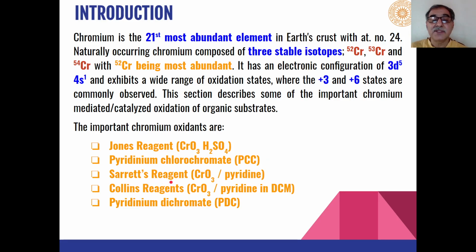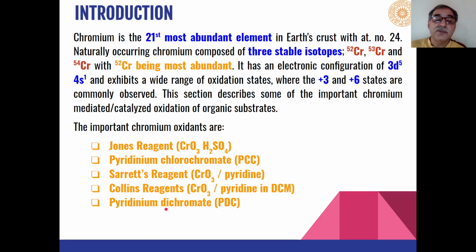Then there is Sarett's reagent. When chromic anhydride is reacted in the presence of pyridine, the reagent which oxidizes different functional groups is known as Sarett's reagent. Then Collins reagent, which is similar to Sarett's reagent. The only thing is that chromic anhydride in pyridine is used in dichloromethane as the solvent, and this is also very effective for functional group transformation in terms of oxidation for different types of organic compounds.